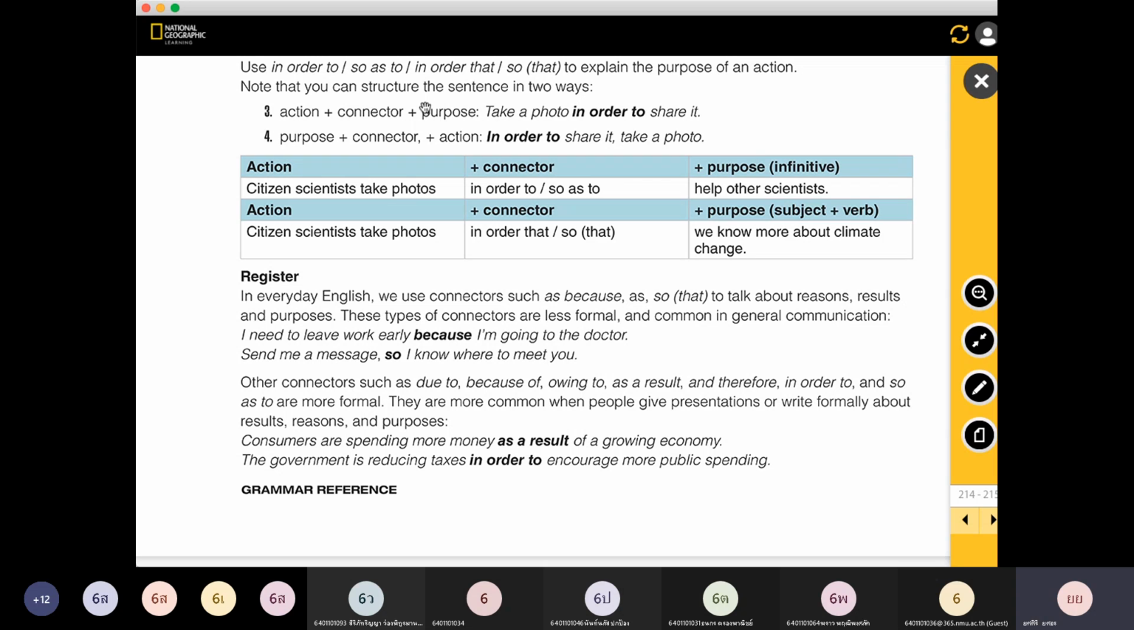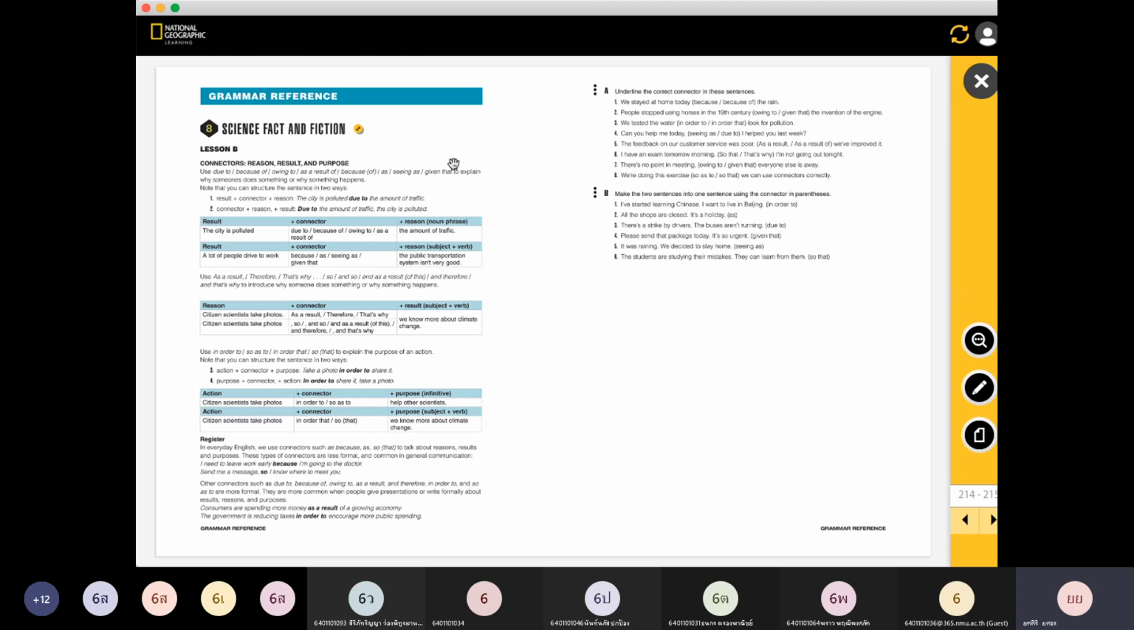So if you want to be less formal, or more informal, you use the first set: because, as, so that. But if you want to make it more formal, or you want to use it in a formal context, you use due to, because of, owing to, as a result, therefore, in order to, and so as to. This one will make it serve a more formal context. Okay, so I hope you get some ideas regarding these things.